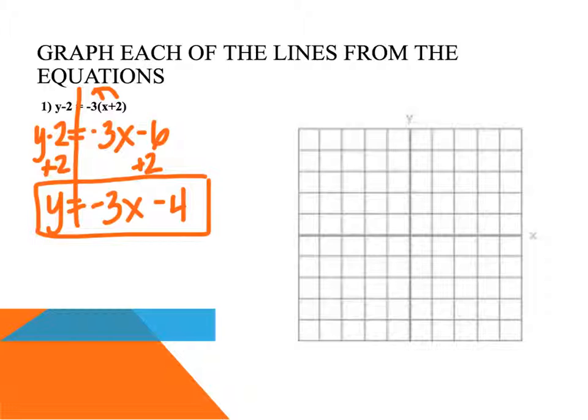From here, I'll follow the steps to graph, so I'll go to negative 4. A slope of negative 3 tells me I can go down 3 and over 1, or I can go up 3 and back 1, and connect the points.